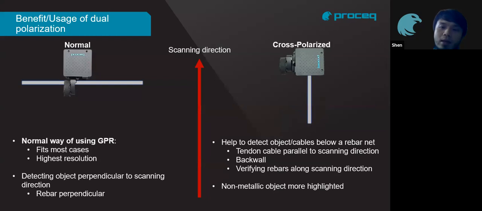With this, we are able to detect objects which are parallel. For example, if you are inspecting a rebar mesh, you may not see the horizontal rebar, so you will want to do a cross-polarized scan to look at the rebar. It is also very useful to see non-metallic objects. With cross-polarization, non-metallic objects tend to come out a little more obvious than metallic objects.